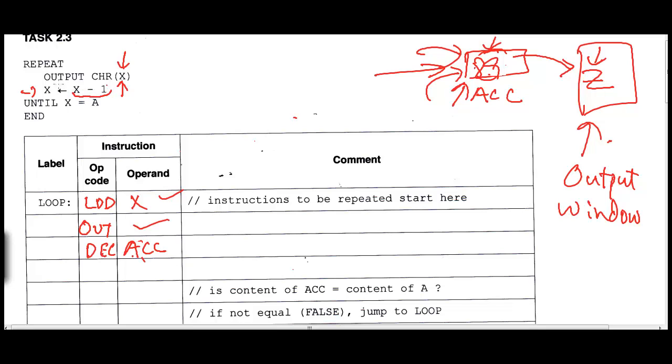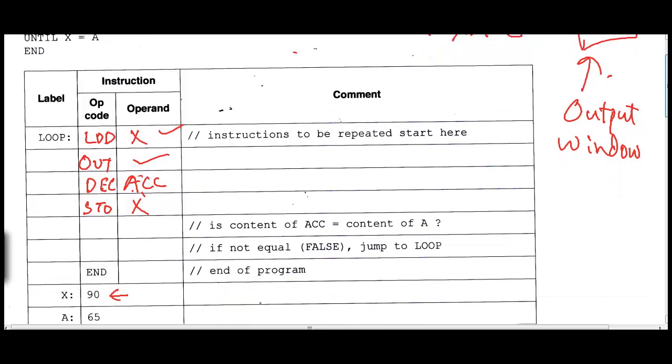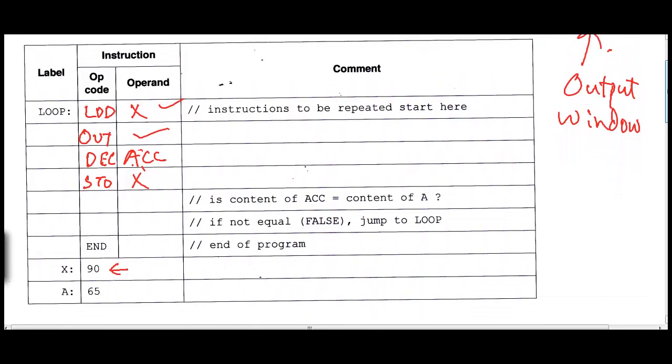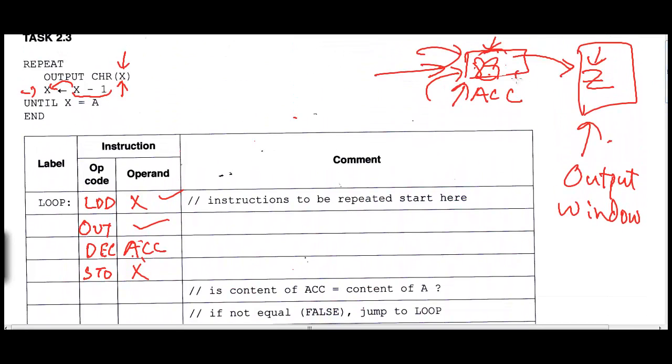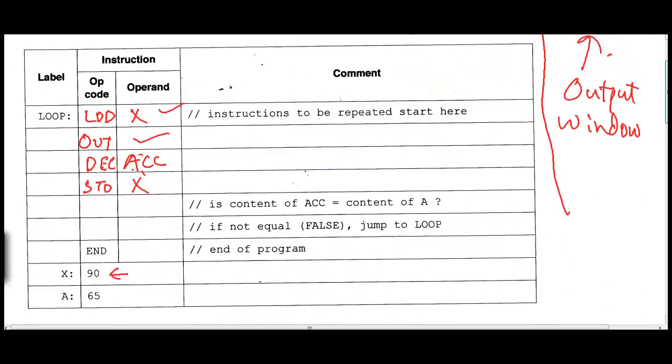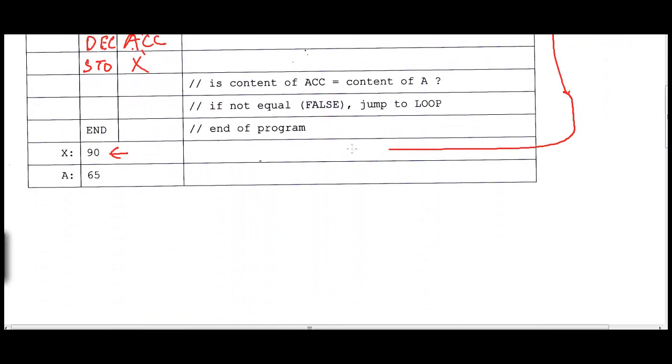Once this value has been decremented, we want to store it back into X. So we are going to say STO X. This is going to take this value from the accumulator and store it at this location, which is pointed to by this label. So instead of 90 here, we are going to overwrite it, and the new value stored here is going to be 89.